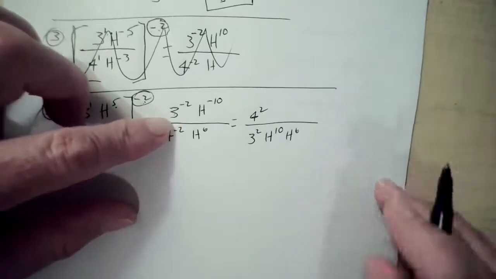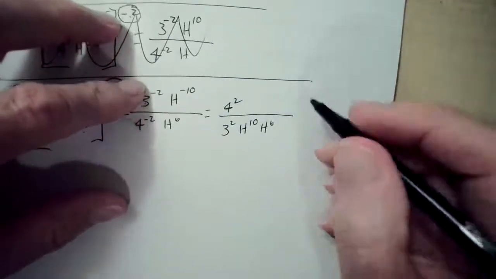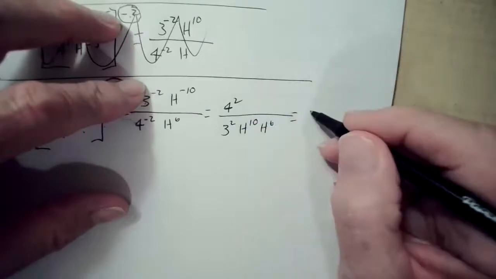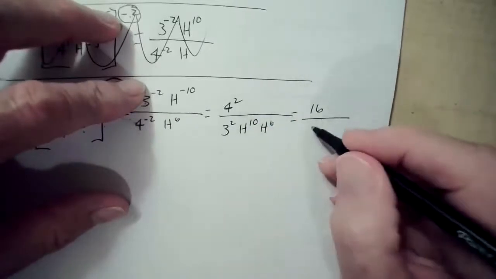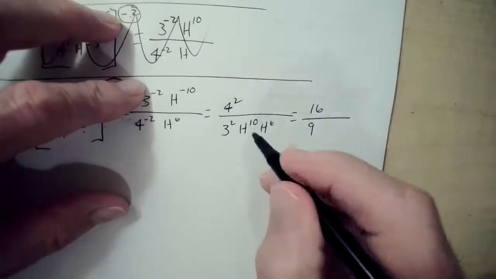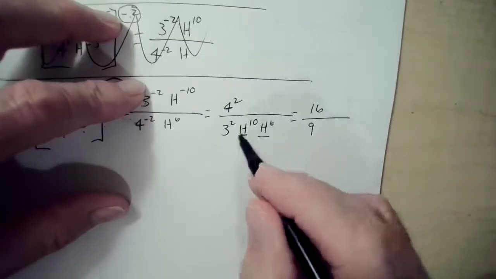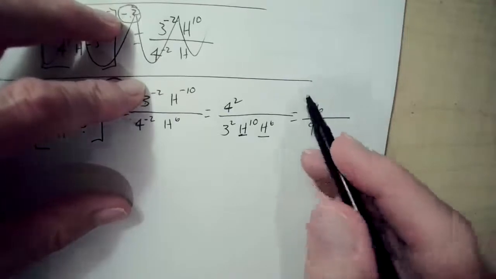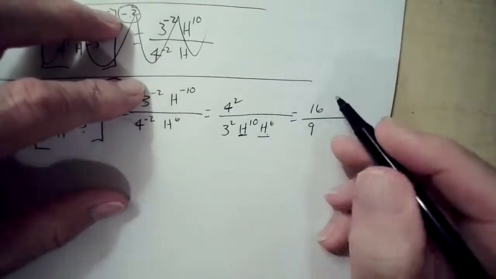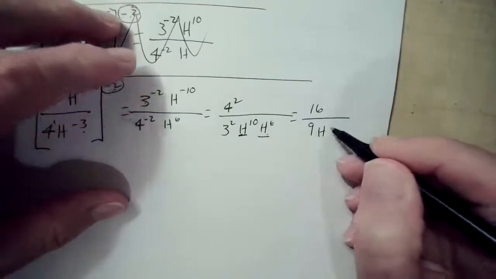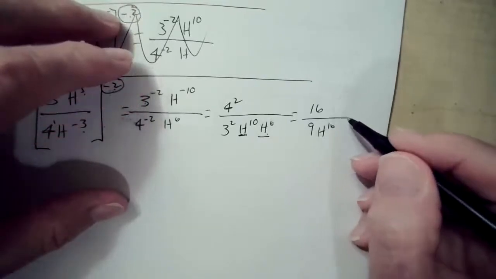And so this is going to equal 4 squared is 16, I think, over 3 squared is 9. Now, h to the 10th times h to the 6th, this is all multiplying in here. So again, we have the same base numbers, so we can add the exponents. H to the 16th.